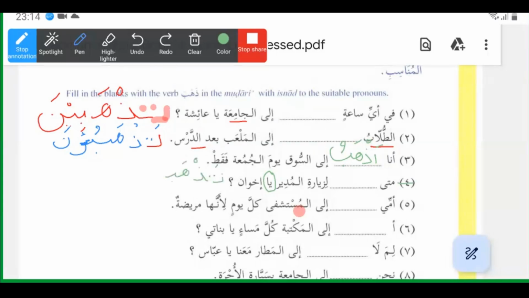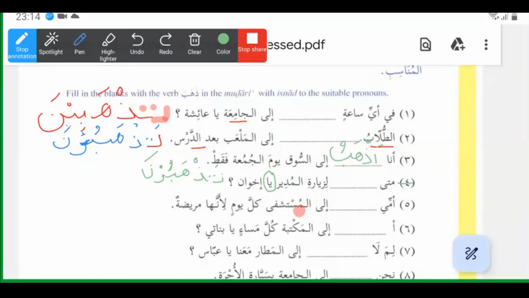متى تذهبون لزيارة المدير يا إخوان. When, oh brothers, when are you going to visit the mudir, the principal or headmaster? زيارة means to visit. لزيارة المدير, when are you going to visit the mudir, oh brothers.